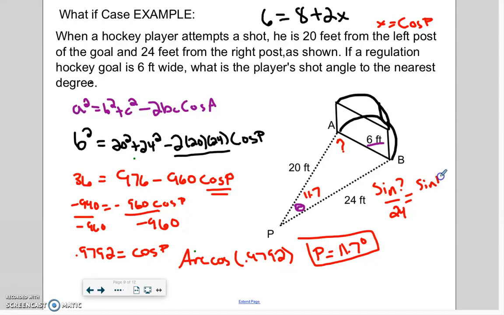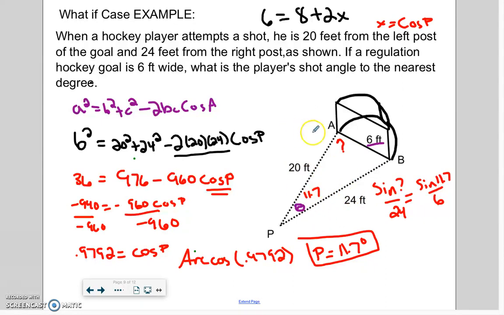Sine of 11.7 over 6. Because now that you've found the angle measure, now we can just cross multiply and do what we did on law of sines. So really, law of cosines is a formula to get us to law of sines, just so that we have a side angle side relationship.